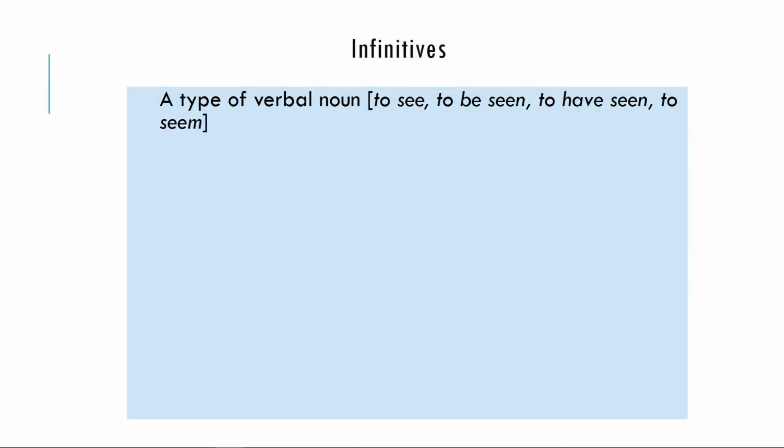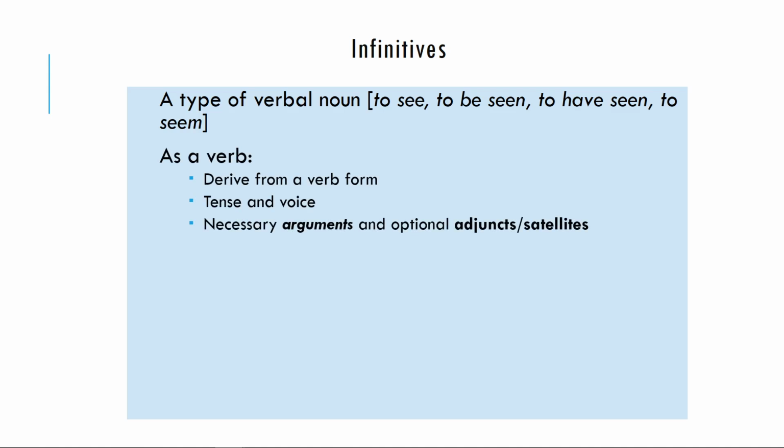Infinitives are verbal nouns, a kind of verbal noun in the to form, to see, to be seen. As a verb, they derive from a verb form. You look them up under a verb lemma. They have tense and voice. And they can play almost any role. They can be necessary arguments. As a verb, they have arguments or adjuncts or satellites. So they function like a verb in that regard.